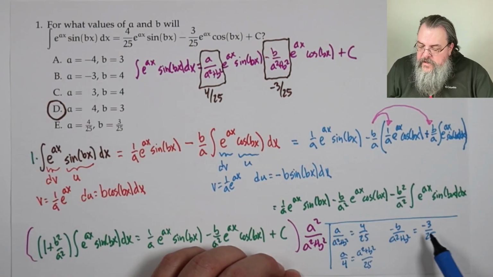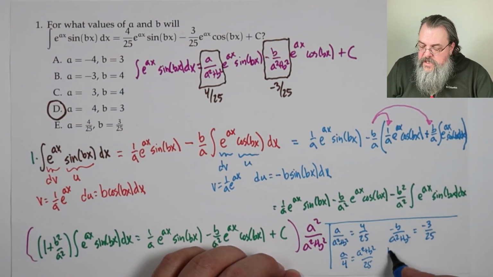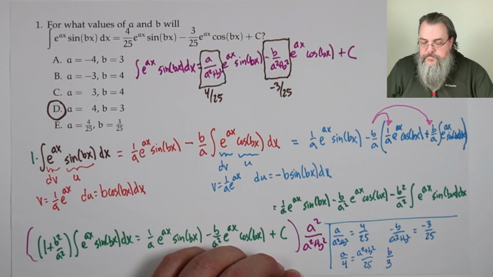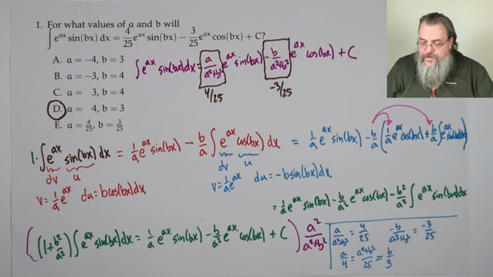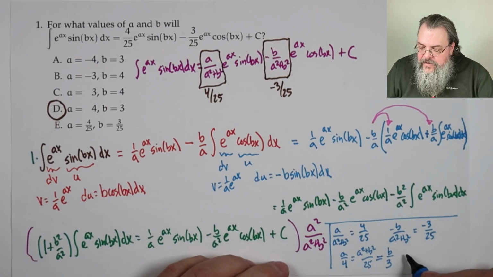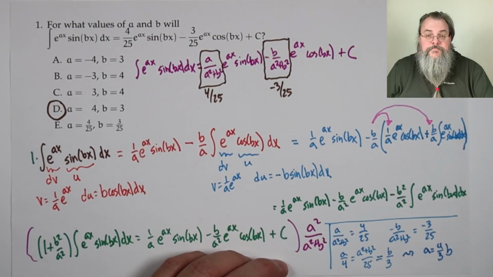And on the other hand, I can move this minus 3 across, and we get that b divided by 3 is equal to a squared plus b squared over 25. Yes? Yes. And so we get that a over 4 is equal to a squared plus b squared over 25, which equals b over 3. And now that tells us, aha, that a is 4/3 b.